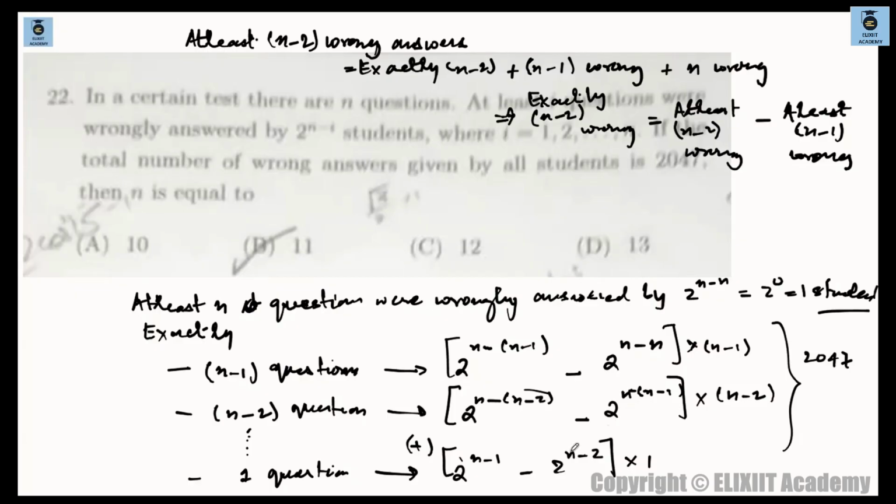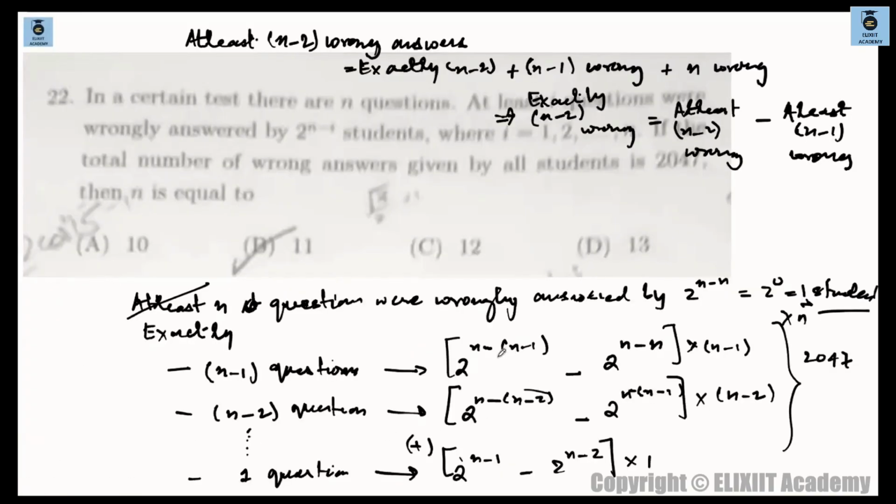Also for the first question, at least is not the right word to use. So exactly n questions wrongly answered is 2 to the power of n minus n, which is 2 to the power of 0, so 1 student. In total, how many mistakes is that? In total n. So likewise multiplied by n minus 1. So this 1 times n will be there. So here we need to find the value of this series.